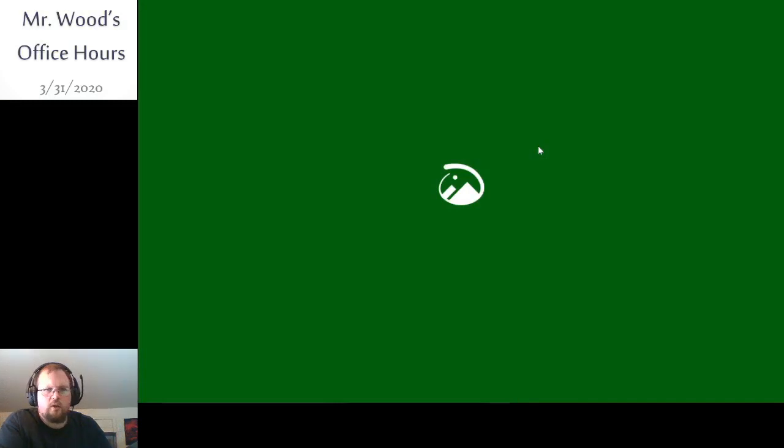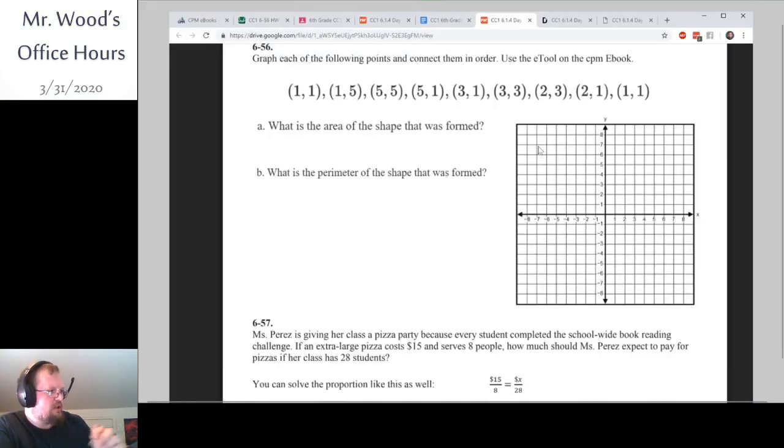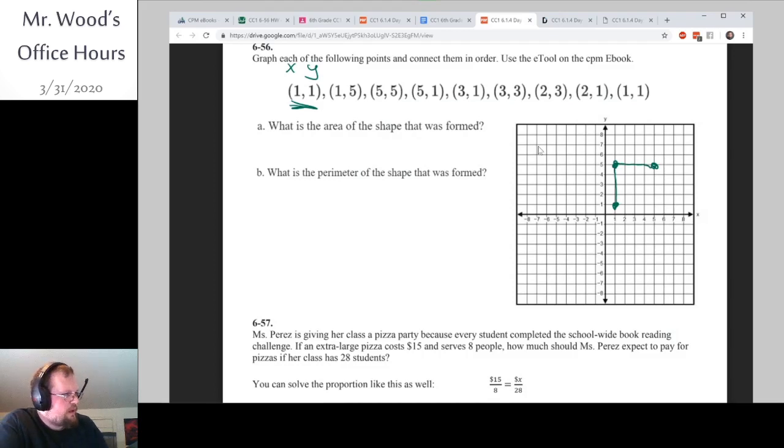So if you are going to connect these points in order and you put them on the graph, so the coordinate 1 and 1, remember those are x and y's, that goes here at 1, 1. 1 and 5 is over 1 and up 5. 5 and 5 is over here. And it is asking for you to connect these in order. And then 5 and 1 is down here. 3 and 1. 3 and 3.